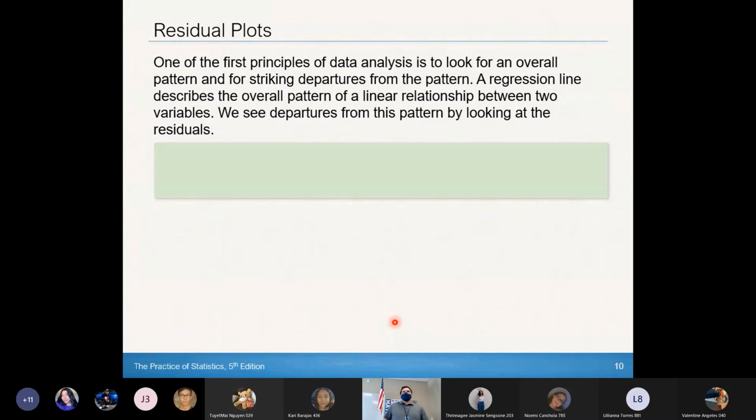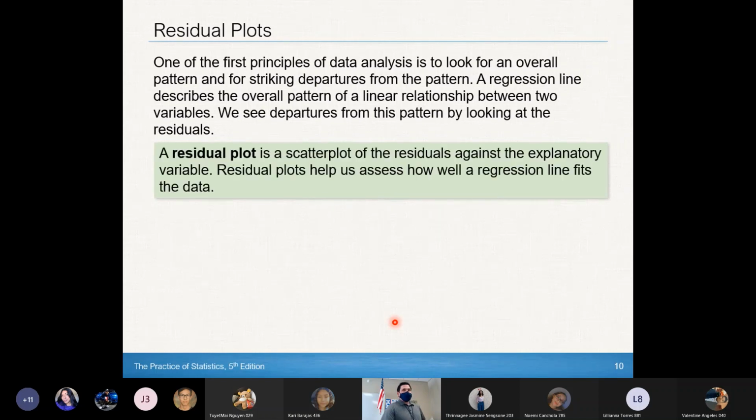So then we use residual plots. One of the first principles of data analysis is to look for an overall pattern and for striking departures from the pattern. A regression line describes the overall pattern of a linear relationship between two variables. We see departures from this pattern by looking at the residuals. The residual plot is a scatter plot of the residuals against the explanatory variable. Residual plots help us assess how well a regression line fits the data.